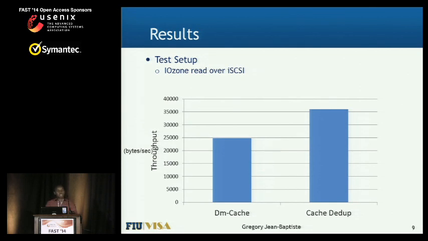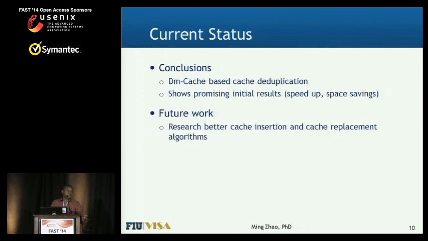So far, we've done some preliminary tests comparing the original DM cache to the enhancements made with deduplication. And we've gotten slightly better performance using IOZone and doing read tests over iSCSI. The current status of the project is that we've already implemented a prototype, and so far the results are promising, including the speedup that we perceived and the space that we're saving inside of the cache.